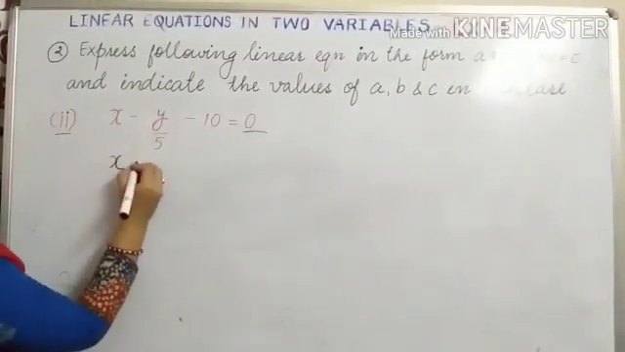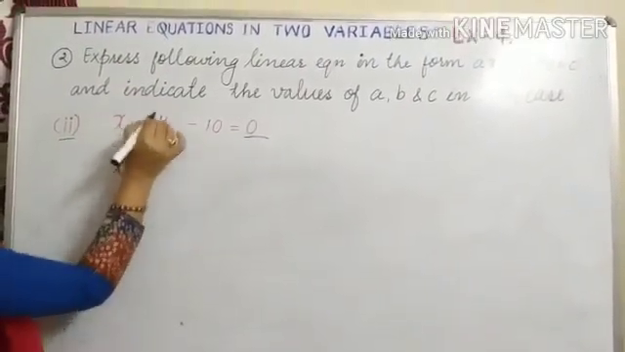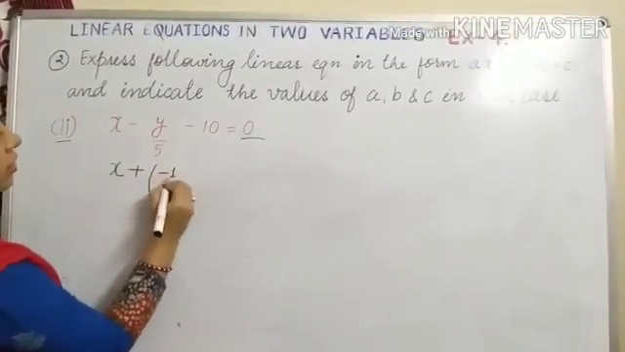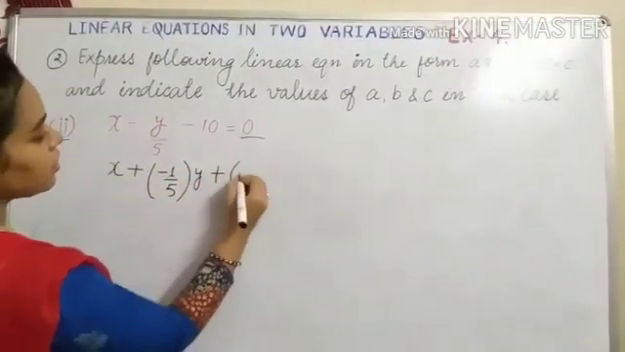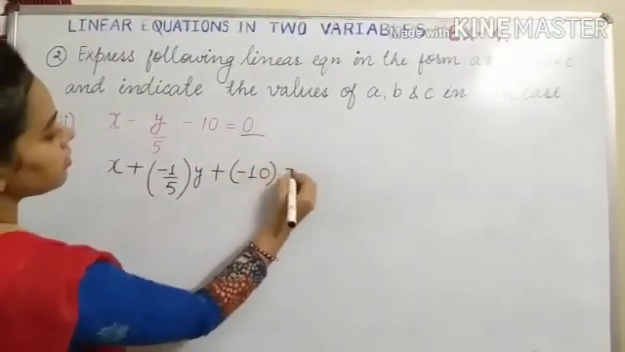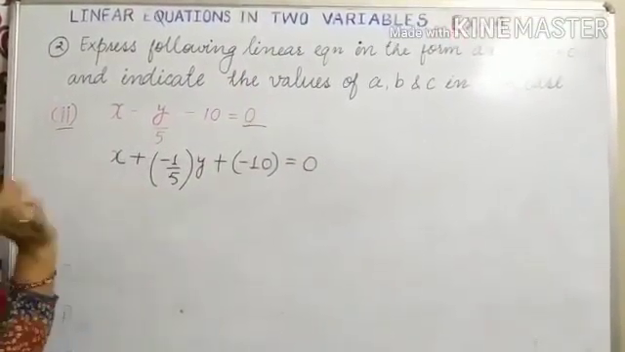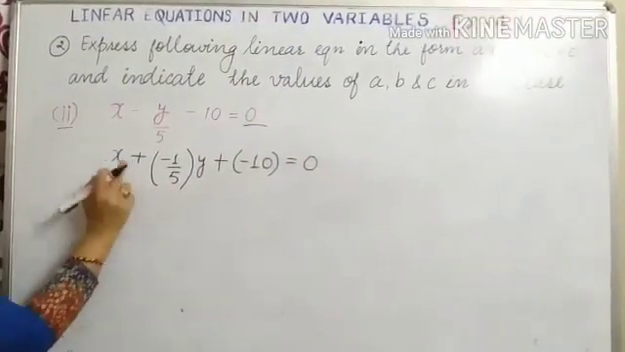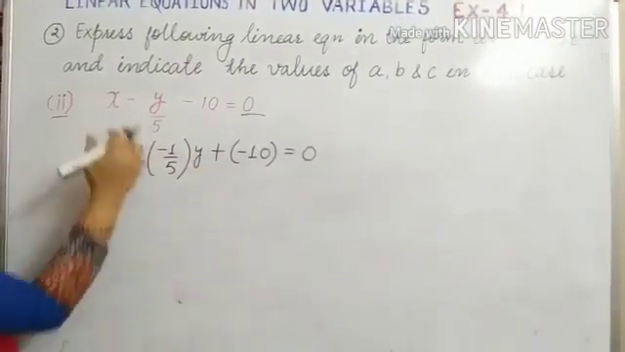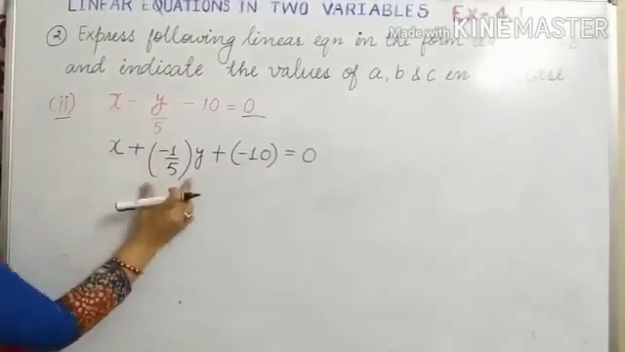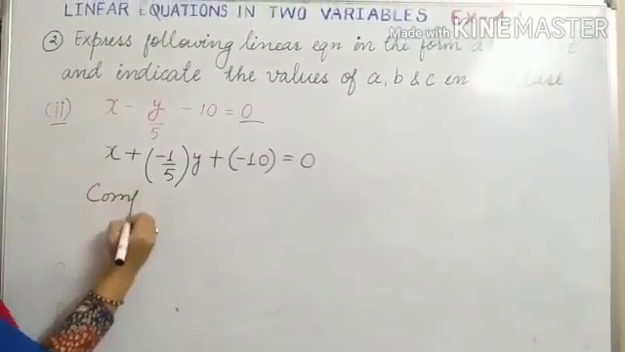So we will write it like x plus, now this minus sign will become with the 1 upon 5, minus 1 upon 5 y plus minus 10. Why are we taking this negative sign in these brackets? Because in the standard form ax plus by, there are only plus signs, no negative signs. Therefore, if there happens to be a negative sign, we have to keep it in the bracket. Okay. Now the next step is comparison.